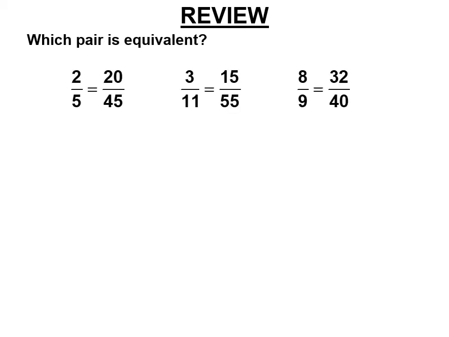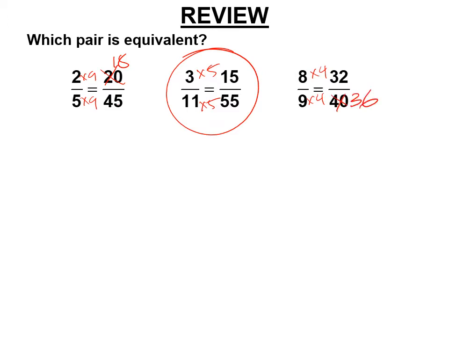Only one of those is equivalent. Well, 5 times 9 is 45. Nope, that should have been 18, so that's not it. 3 times 5 is 15. 11 times 5, yep, that's equivalent. Let's just check the other one. 8 times 4 is 32. 9 times 4 is 30. No, that should have been 36.